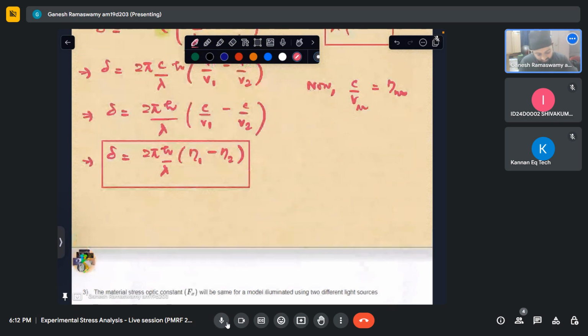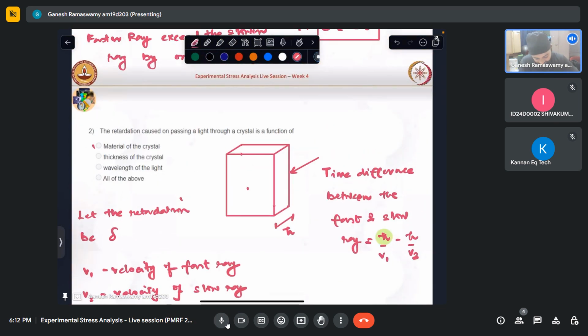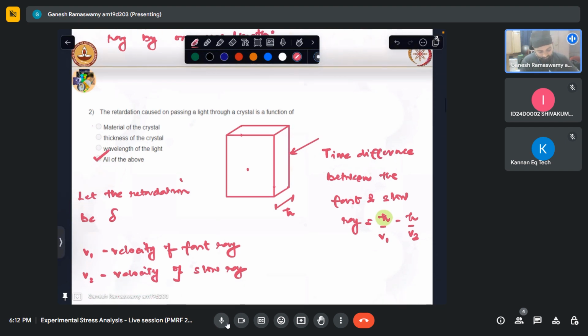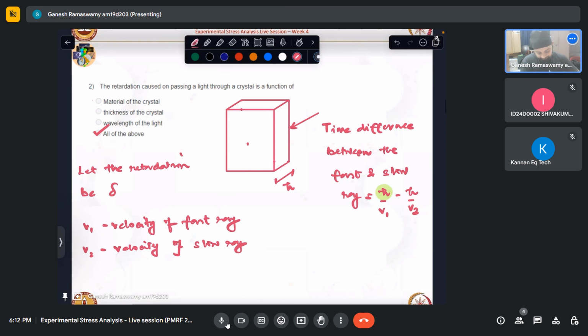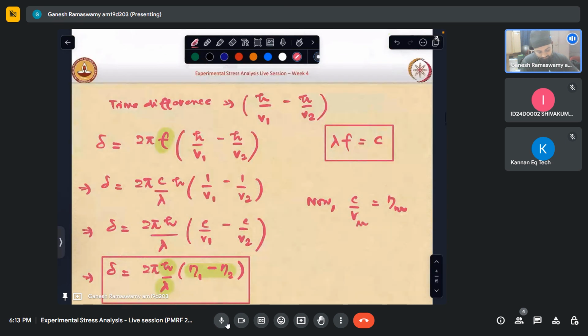Now we can see from here, is the retardation dependent on the wavelength, on the thickness, and N1 and N2 are characteristic of that specific material. So from here we can see that it is very much dependent on the material, the thickness, and the wavelength. Hence the answer is all of the above. So I hope this is clear. Okay, so let us move on.